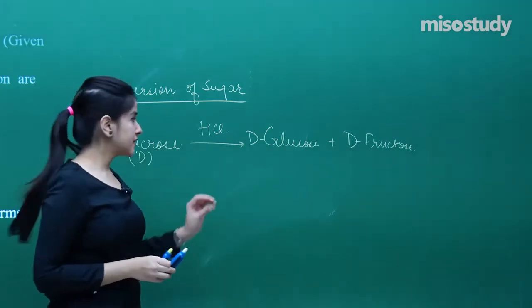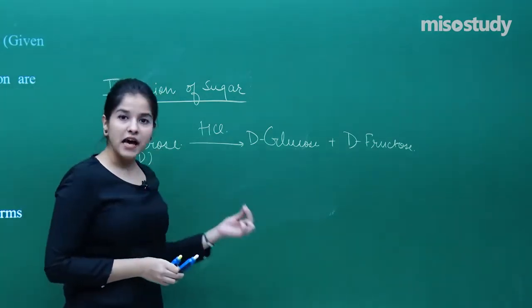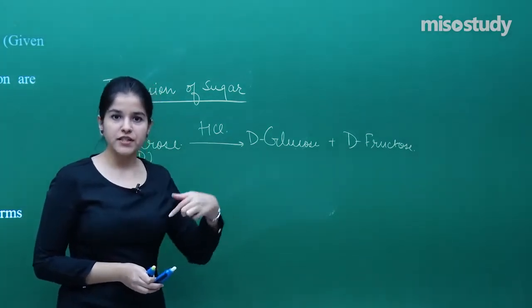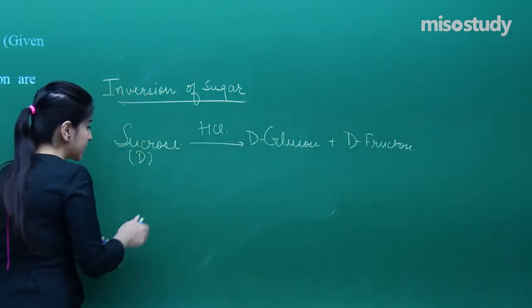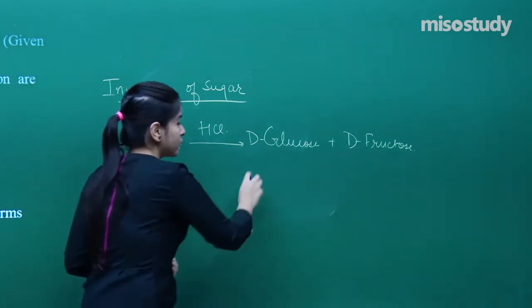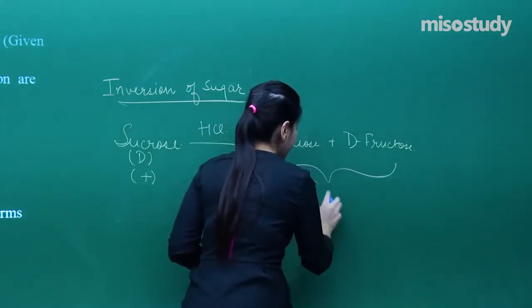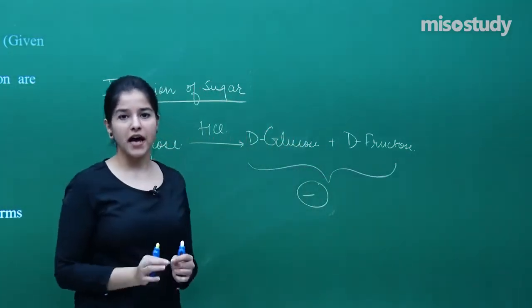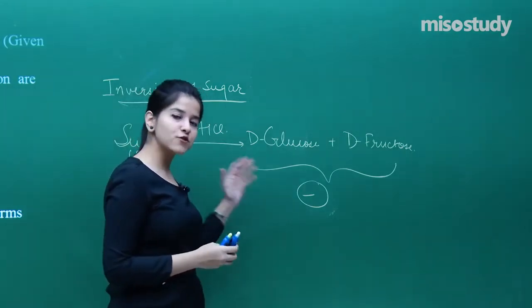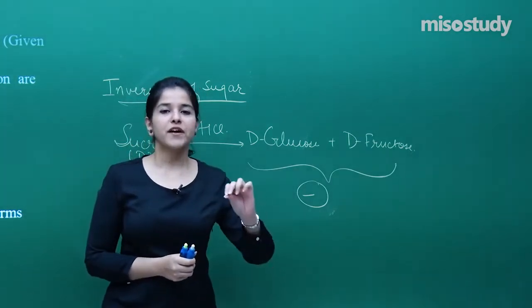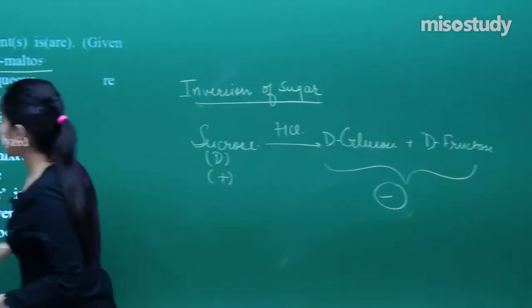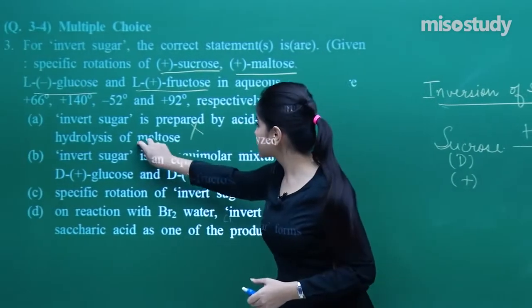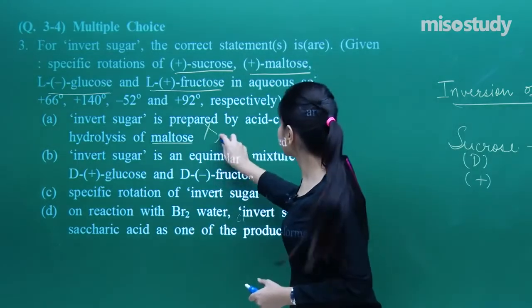So what happens? The sign of the specific rotation gets changed, it gets opposite, that means it gets inverted. Earlier it was plus and the overall mixture has minus as the specific angle of rotation. That means this is known as inversion of sugar. I hope everybody has recalled the concept now. So this makes the first statement incorrect because it is not maltose but sucrose.